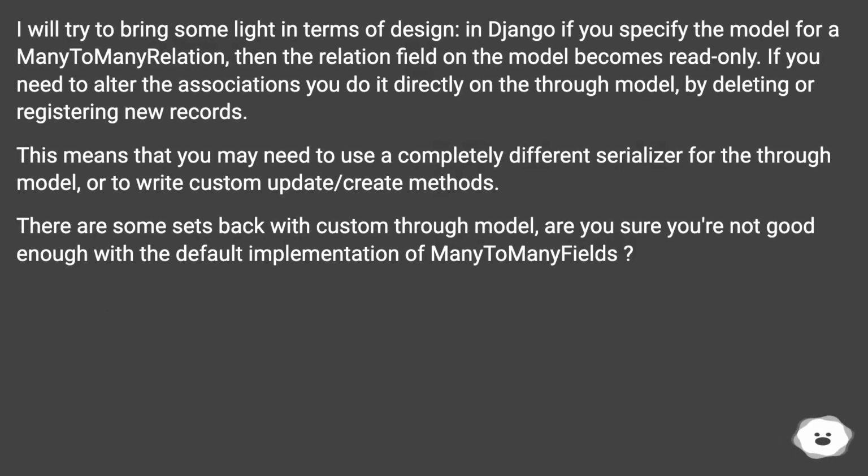I will try to bring some light in terms of design. In Django, if you specify the model for a many-to-many relation, then the relation field on the model becomes read-only. If you need to alter the associations, you do it directly on the through model, by deleting or registering new records. This means that you may need to use a completely different serializer for the through model, or to write custom update/create methods. There are some setbacks with a custom through model. Are you sure the default implementation of many-to-many fields is not good enough?